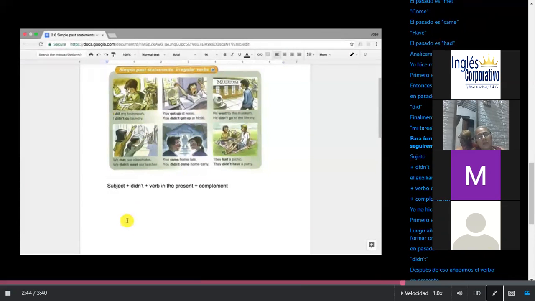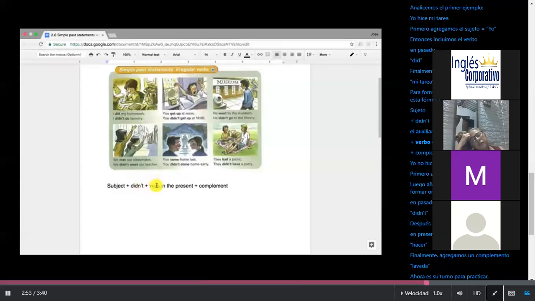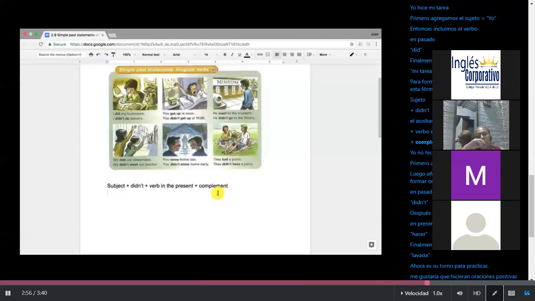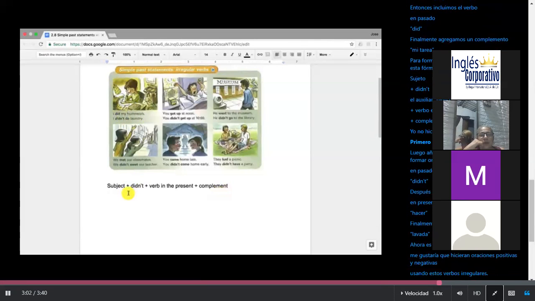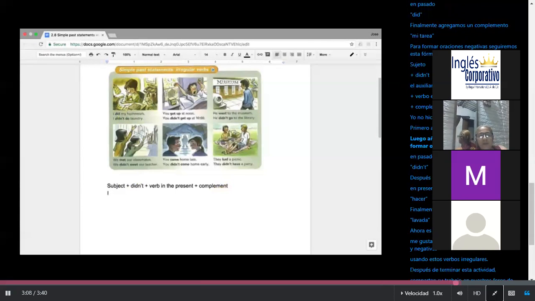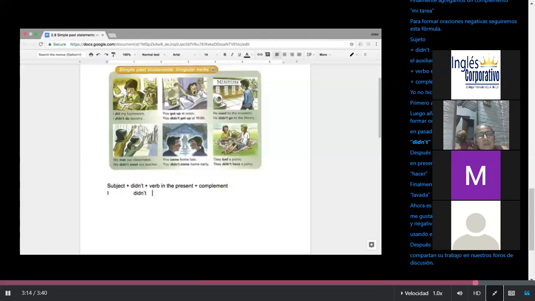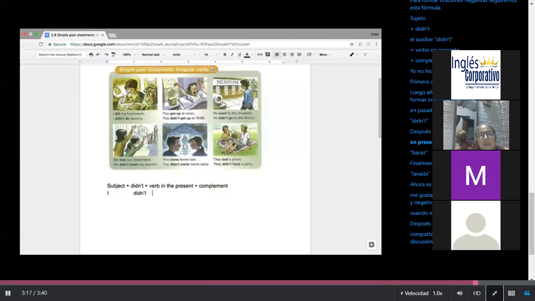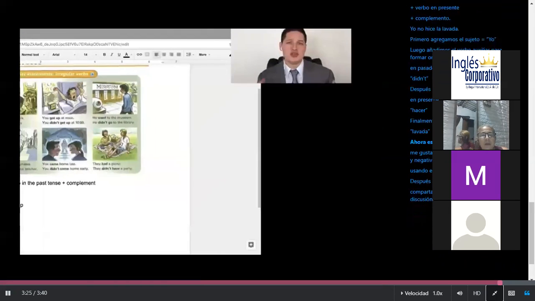To form negative statements, we will follow this formula. Subject plus didn't, the auxiliary didn't, plus verb in the present, plus complement. I didn't do laundry. First, we add the subject I. Then we add the auxiliary verb to form negative statements in the past. Didn't. After that, we add the verb in the present. Do. Finally, we add the complement. Laundry.